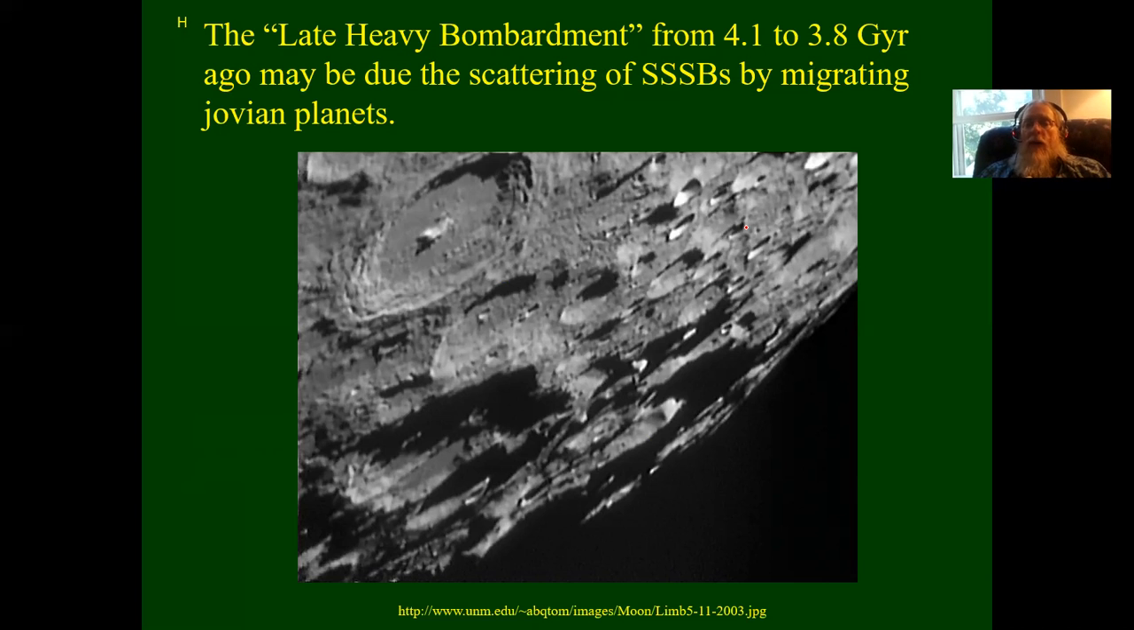And if the Jovian planets were doing a lot of migrating, but it settled down by the time this was over, sorry, 3.8 billion years ago was about when it ended, then as they did so, that would scatter a lot of the small solar system bodies around, and you would have expected, at least for a while, an increased rate of impacts on anything that's got a solid surface to still have a record of that.